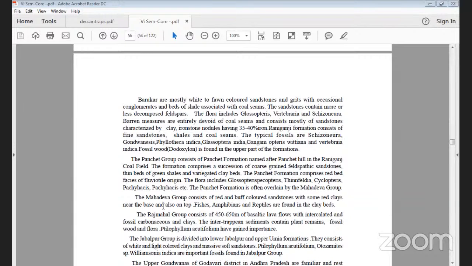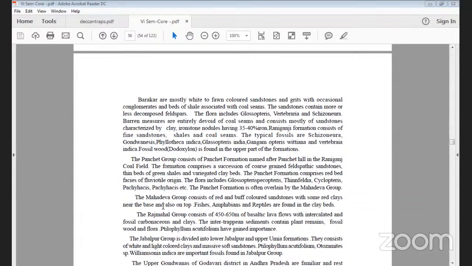Raniganj formations consist of fine sandstone, shales, and coal seams. The typical fossils are Schizoneura and Phyllotheca indica, Glossopteris indica, and Gangamopteris. And some fossil woods we also find in the upper part of the formation.